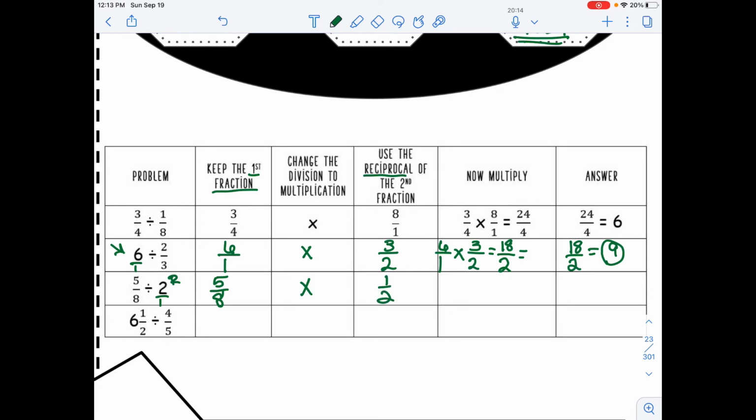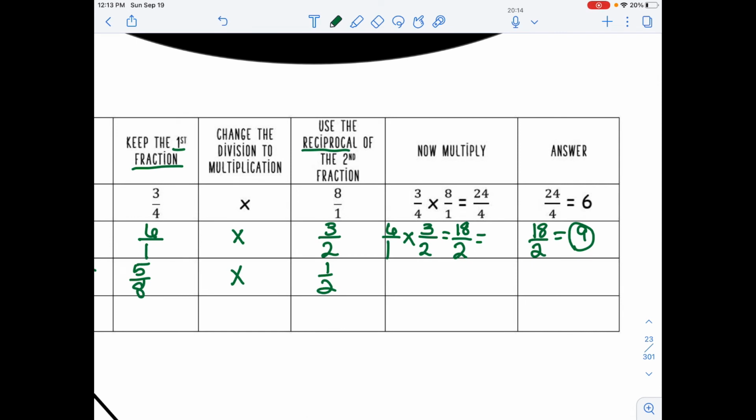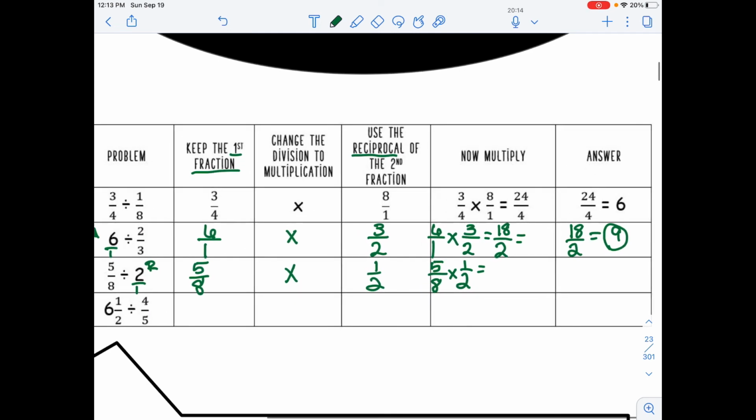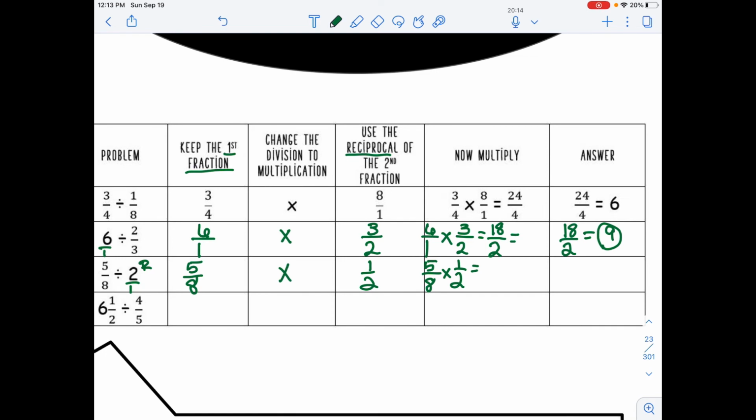So when I rewrite it, I have 5/8 times 1/2, which is going to be, oops, what did I do? Oh no, that's correct because the reciprocal is 1/2. Okay, I thought I had written it wrong, sorry, which is 5/16. So my answer is 5/16.